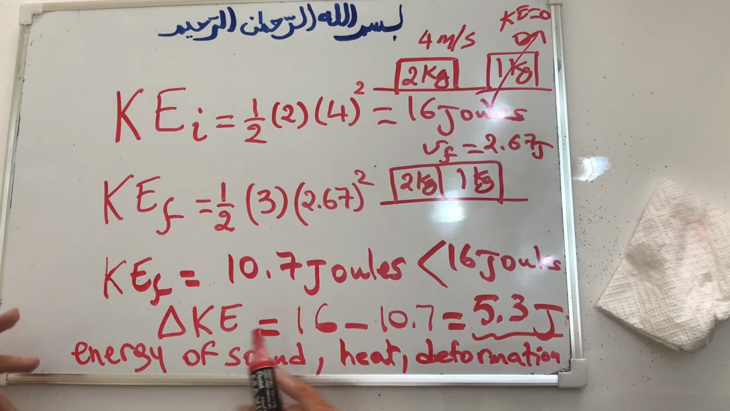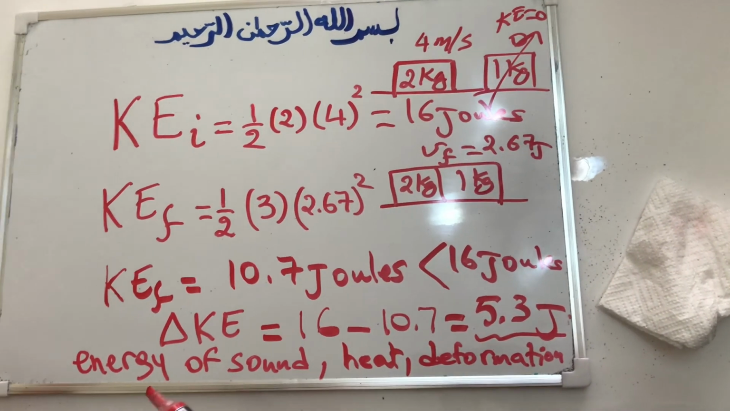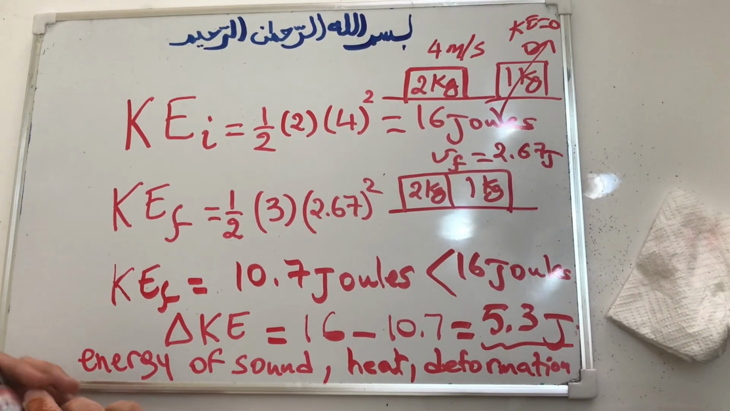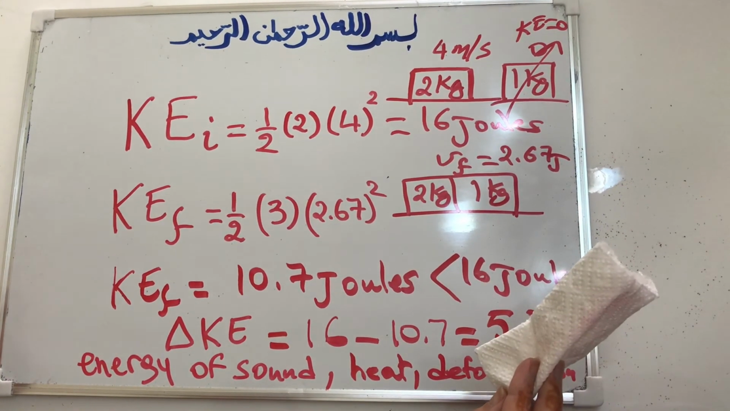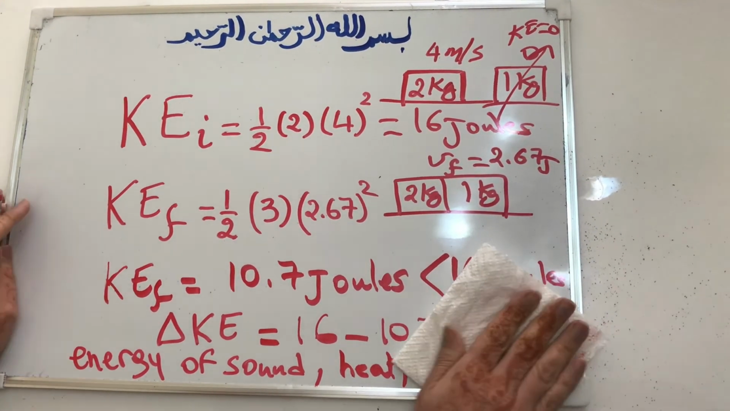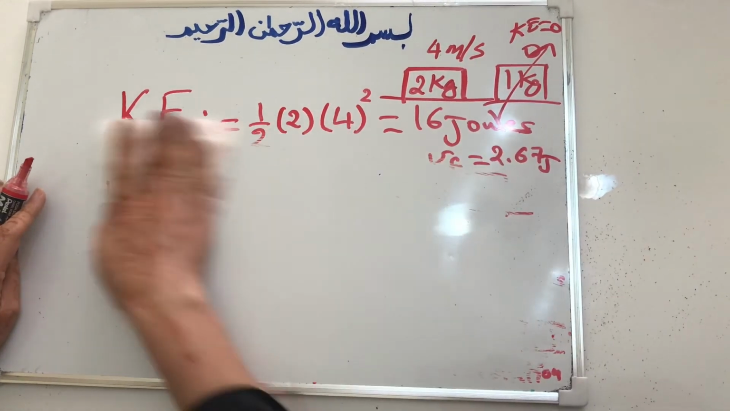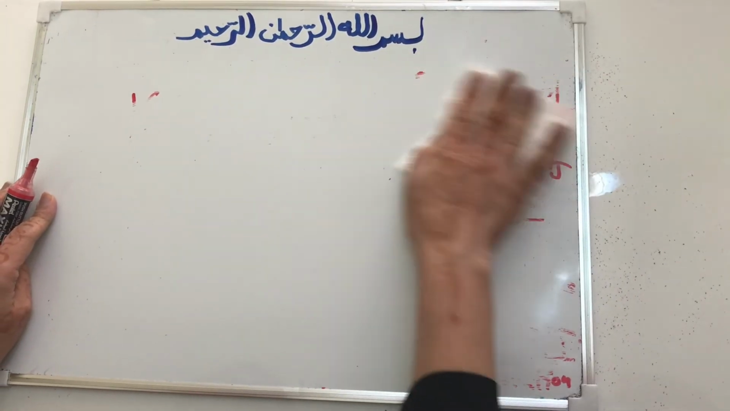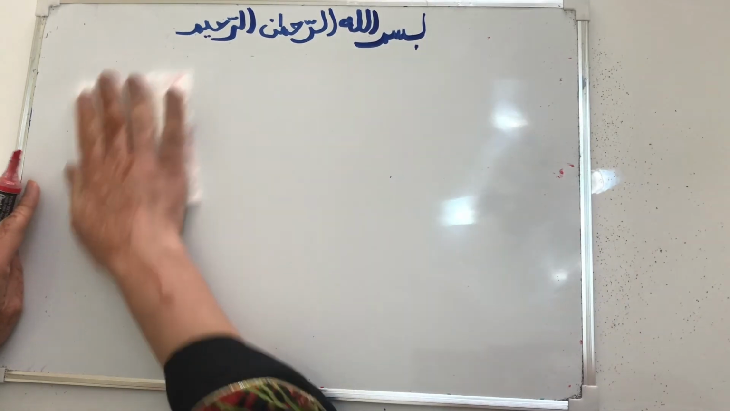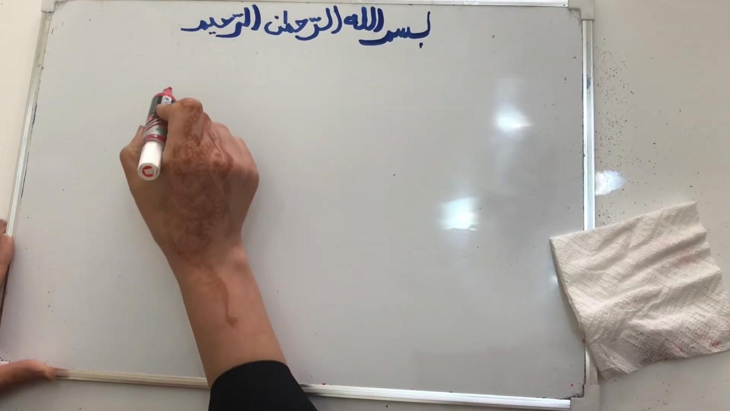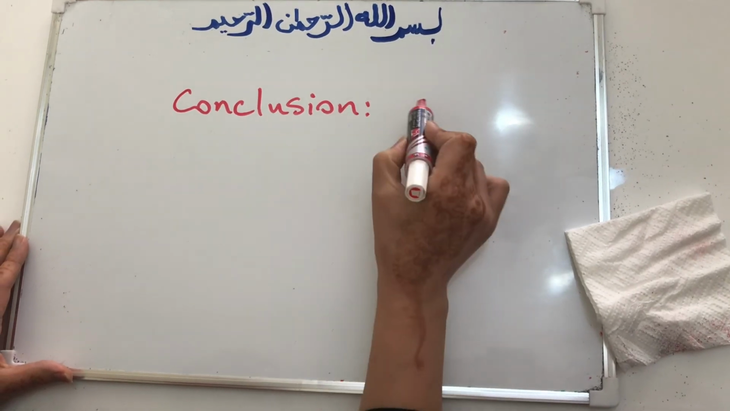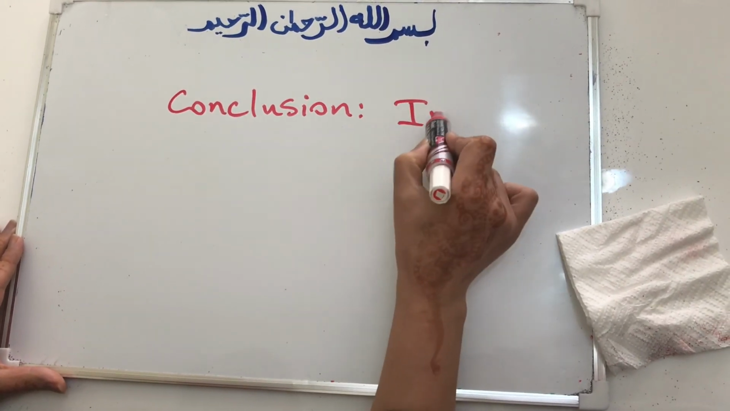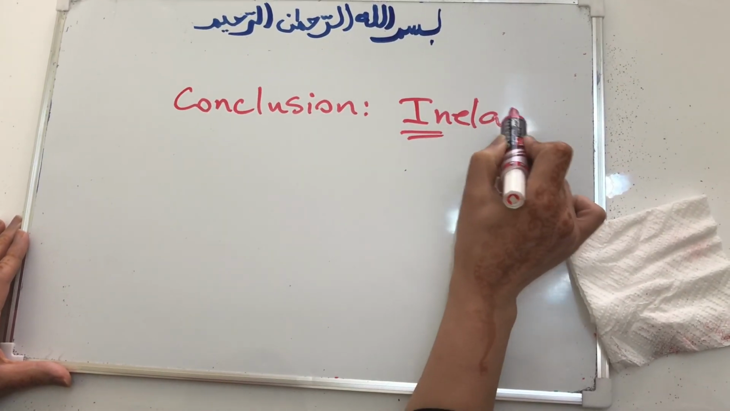Now, since the final kinetic energy was less than the initial kinetic energy, is this collision elastic? No, it's not. Definitely not. It is inelastic. So we can conclude that in this example, the collision was an inelastic collision.